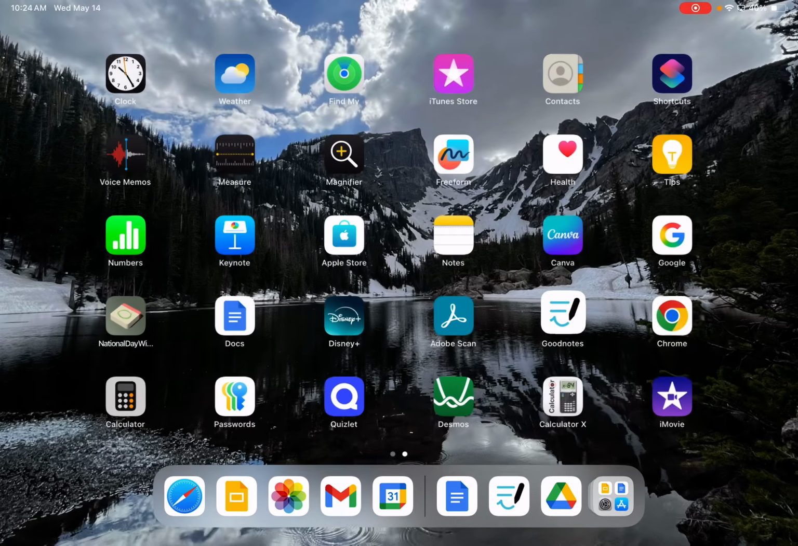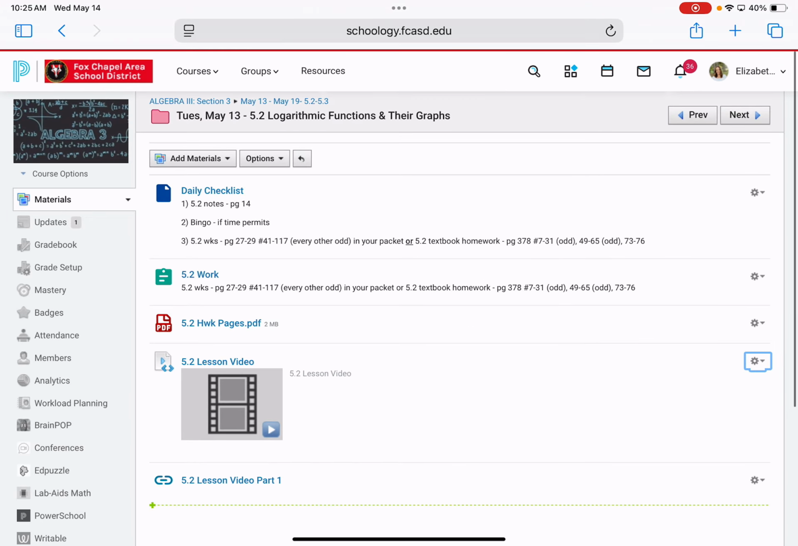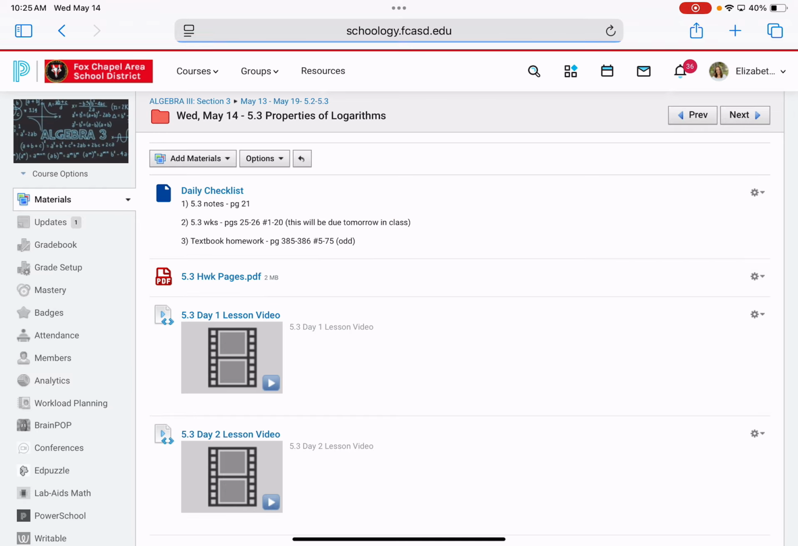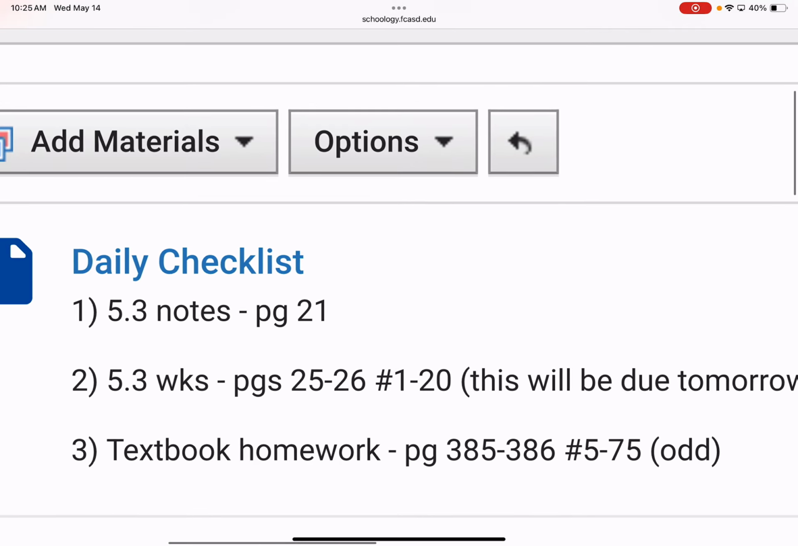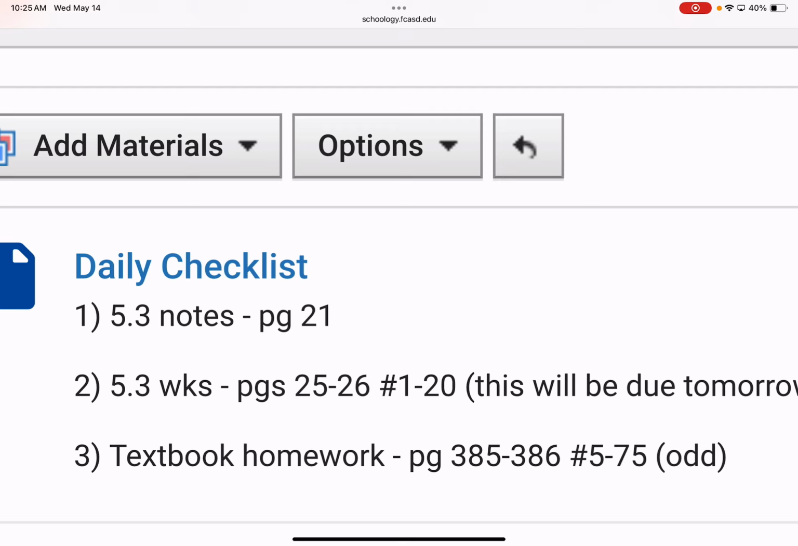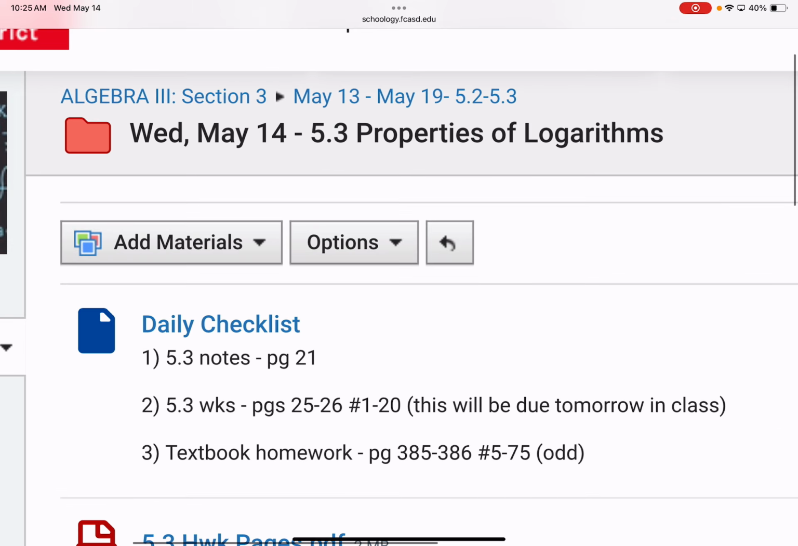Oh, did I stop? Yeah. In your packet today... Oh, wrong day. Hold on. Pages 25 to 26 in your packet. I want you to work on numbers 1 through 20 in here today, right now, because tomorrow you're going to work on the other half of this worksheet, and then at the end of tomorrow you're going to give me that whole worksheet for me to grade.